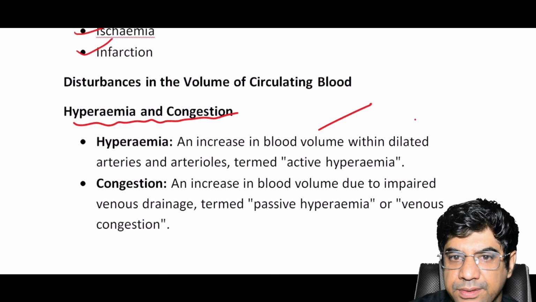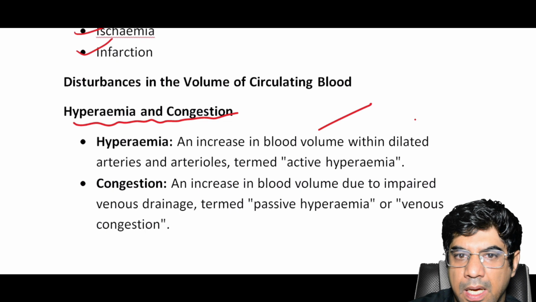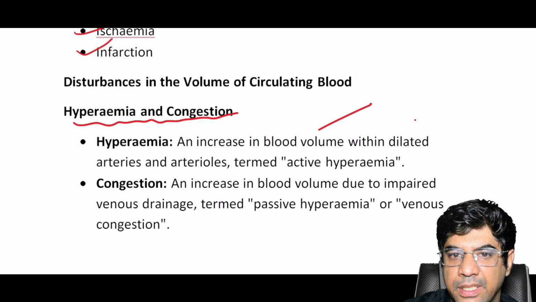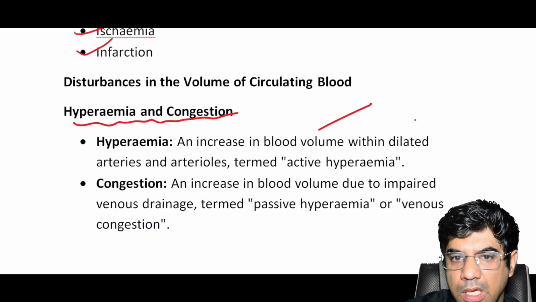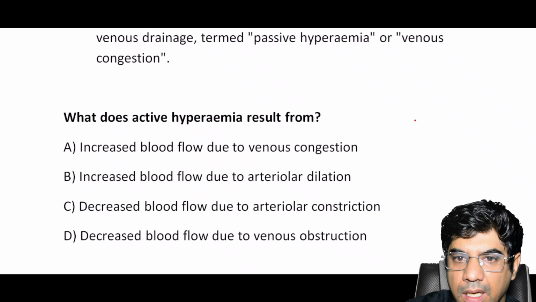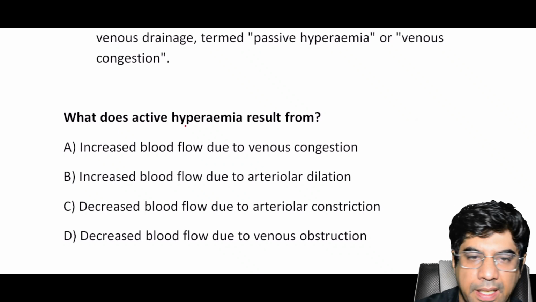So, what are the features of arterial hyperemia? Hyperemia can be active hyperemia that results from increased blood flow due to arteriolar dilation in response to local factors like exercise, inflammation, or emotions. Clinically, you will see redness and increased temperature in the affected area.